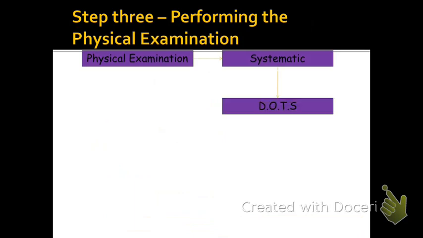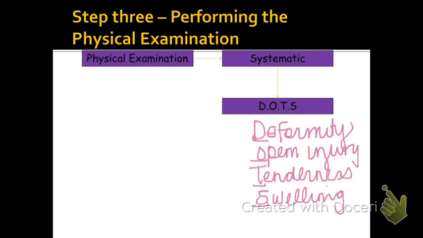Part of being systematic is what we call DOTS, and DOTS stands for deformity, open injuries, tenderness, and swelling. So what we are saying with DOTS is that we really truly want to make sure that we do not miss anything. So the best way to be systematic is to always check the injured area for deformities, to always check the injured area for open injuries, to always touch your patient and determine where they are tender, and to look for any swelling that might be around the injured area if in fact we are dealing with an injury.